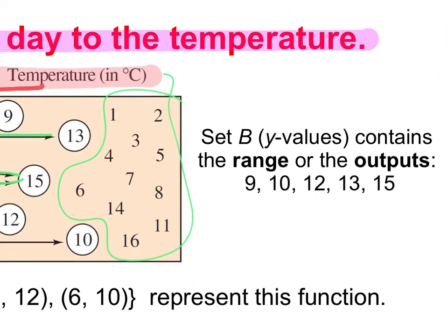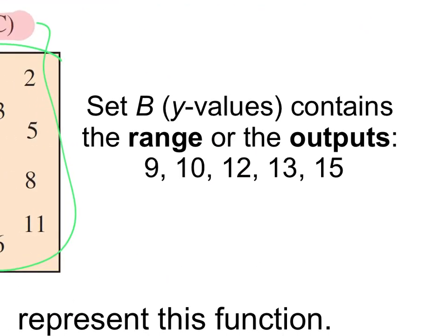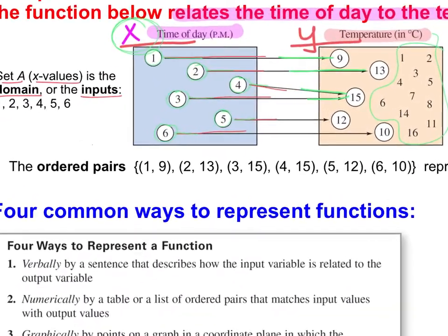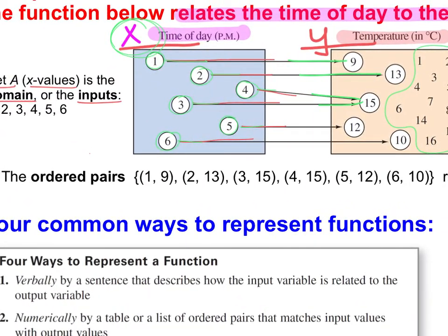And then again, the terminology: that b set are the y values, the range, the outputs, and then you can list them all. All right, these can also be written as ordered pairs. So these ordered pairs here represent where 1 goes to 9 is 1, 9, where 2 goes to 13 is 2 and 13, and so on. 4 goes to 15, it's over there. 3 goes to 15, that is okay. 5 goes to 12, and 6 goes to 10.